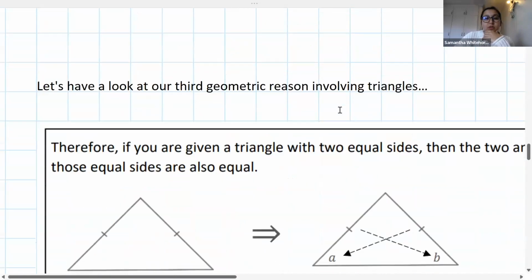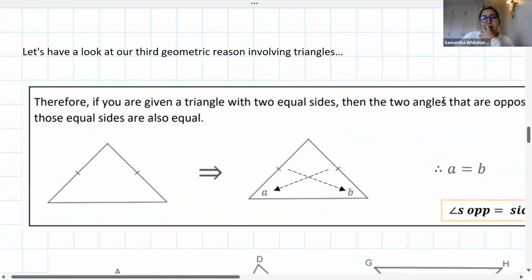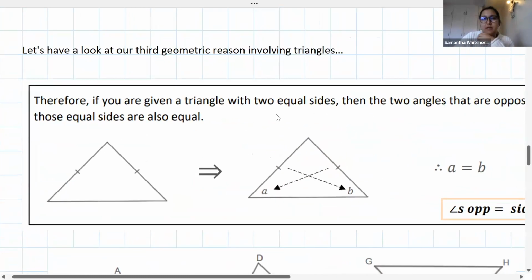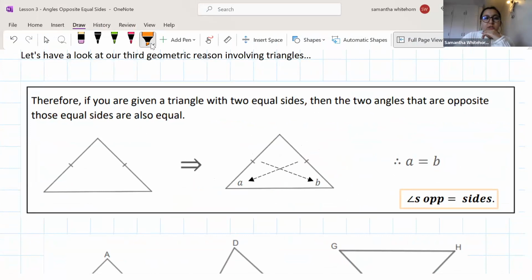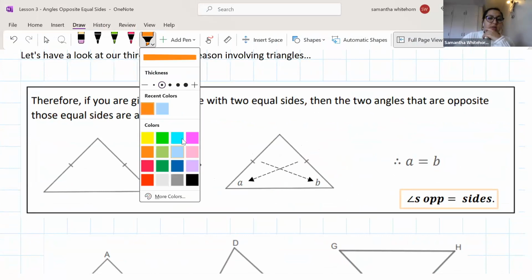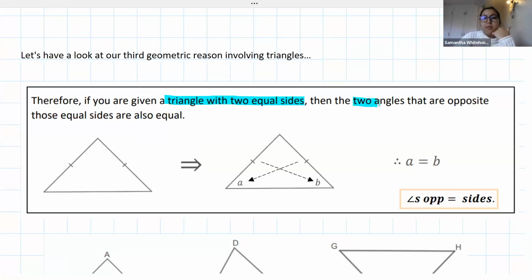Let's have a look at our next reason, our third triangle reason that we're going to have a look at. All right, so our third reason, guys, if we specifically talk about triangles, deals with an isosceles triangle. And so basically, if you are given a triangle with 2 equal sides, which we know is an isosceles triangle, then the angles opposite those 2 equal sides are then also equal.